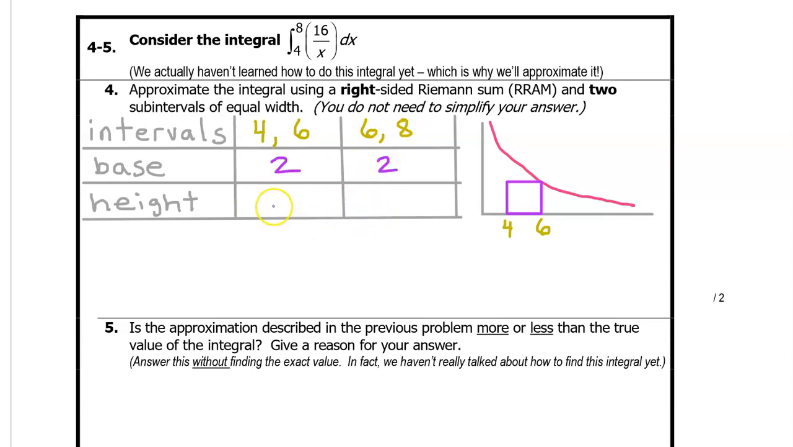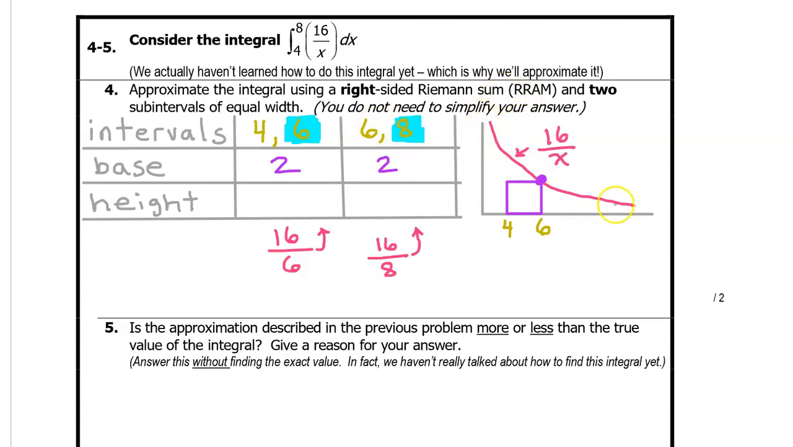Next, we need the height of the rectangle. Well, the height of the rectangle will be the value of the function at 6, the right side of the interval. So let me sort of highlight this. The height of the rectangle will be the value of the function at 6 for a right-sided Riemann sum, and for the interval from 6 to 8, it will be the value of the function at 8.